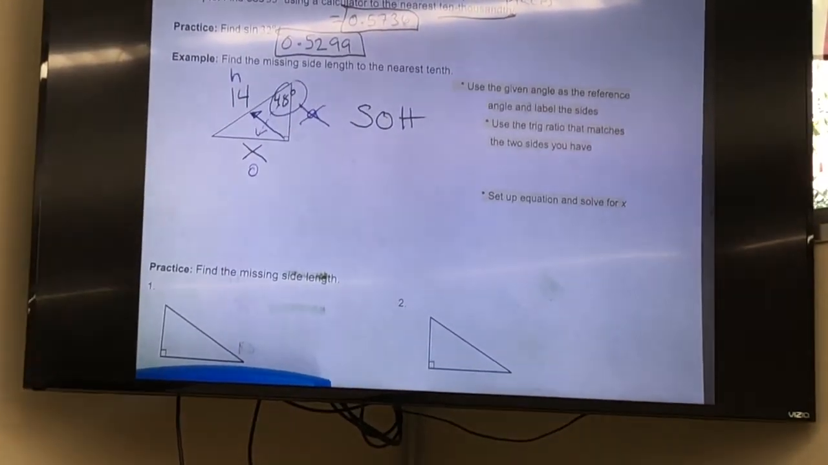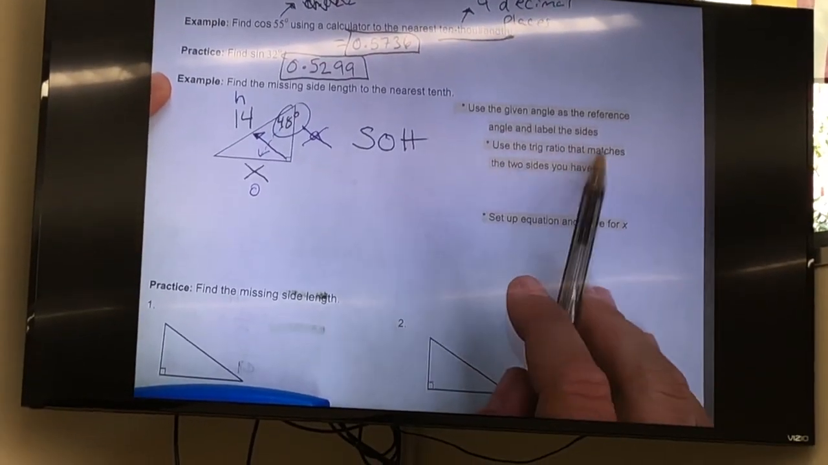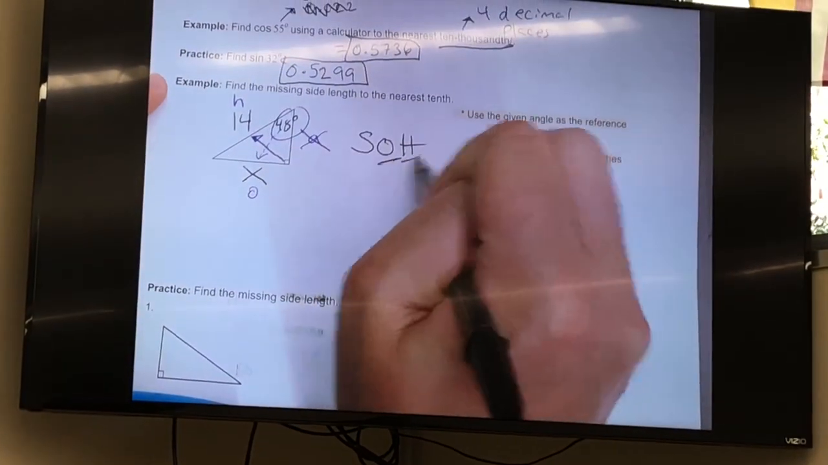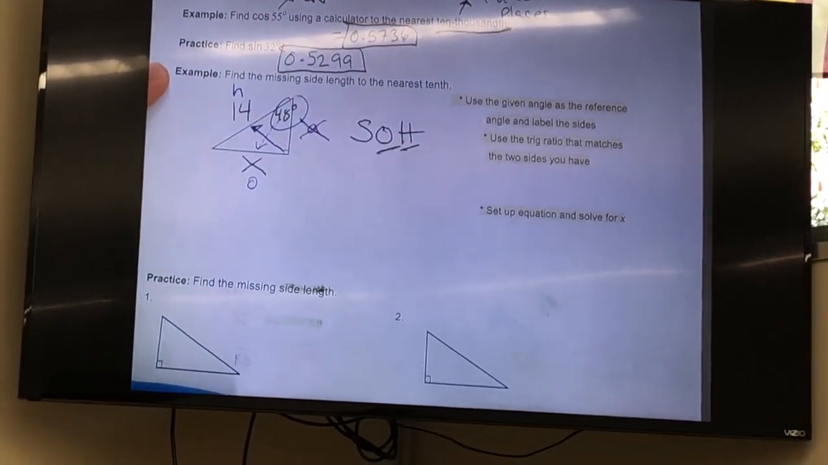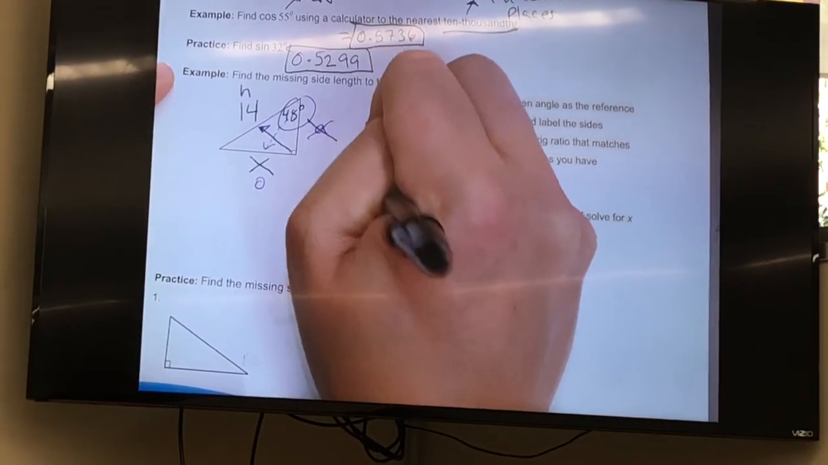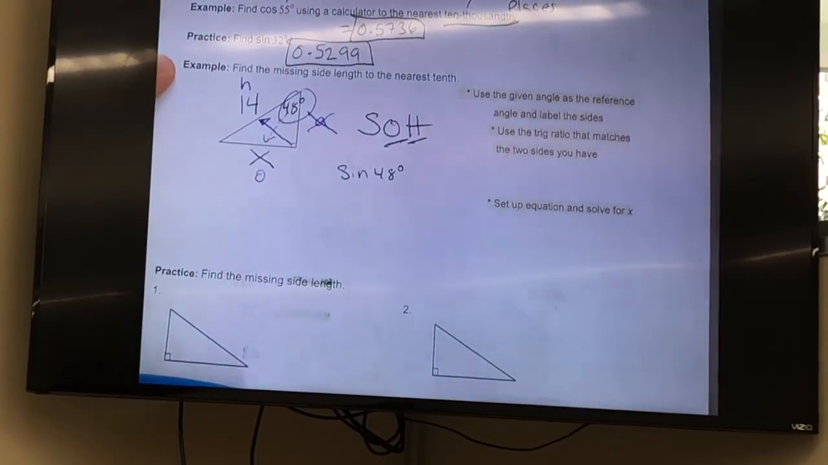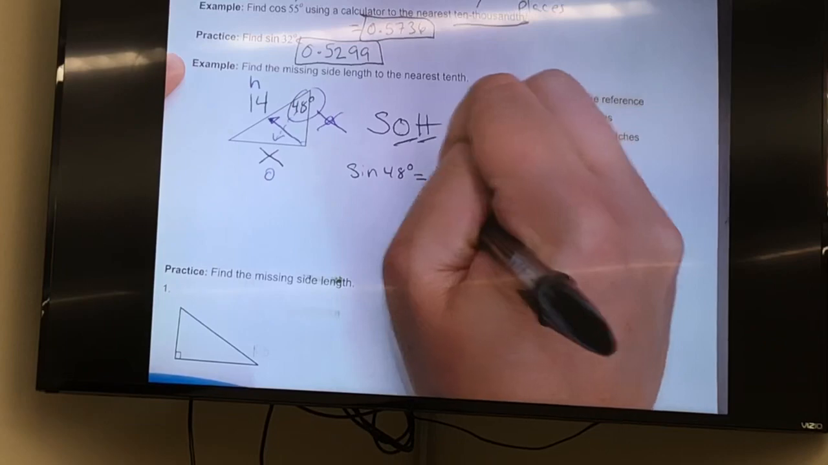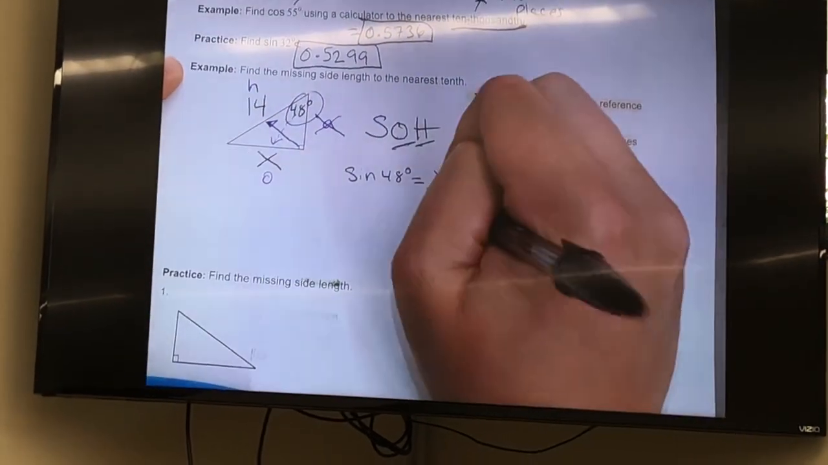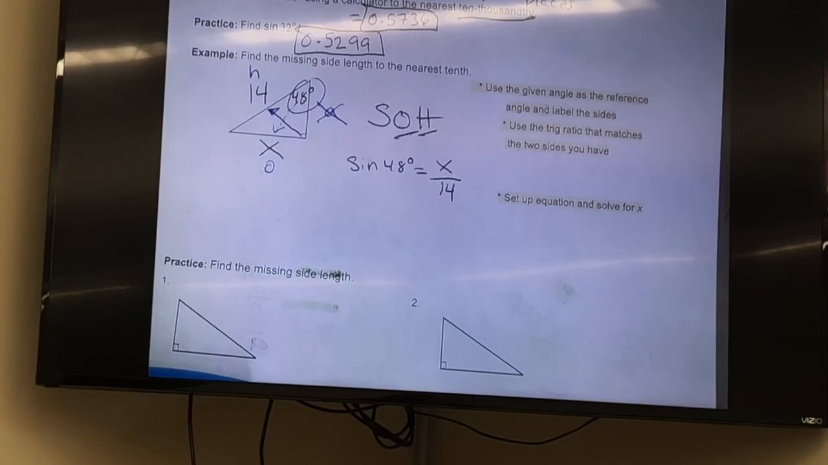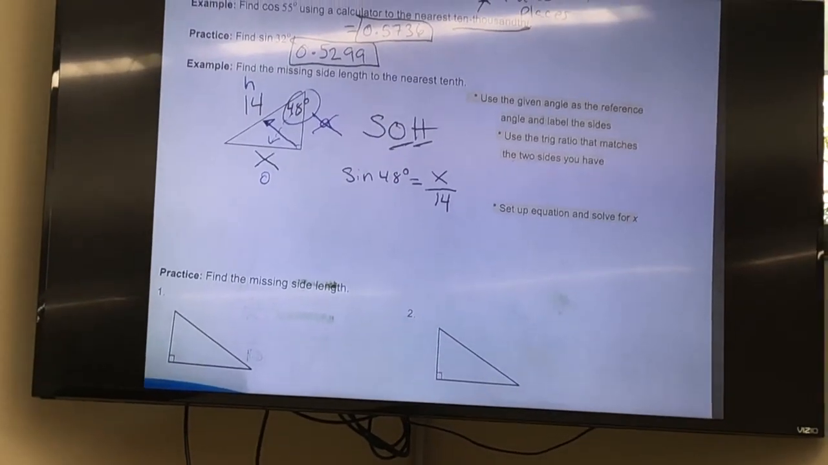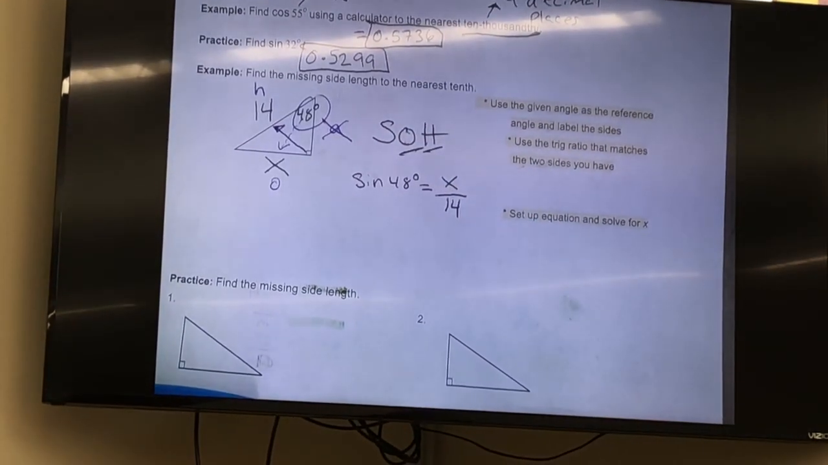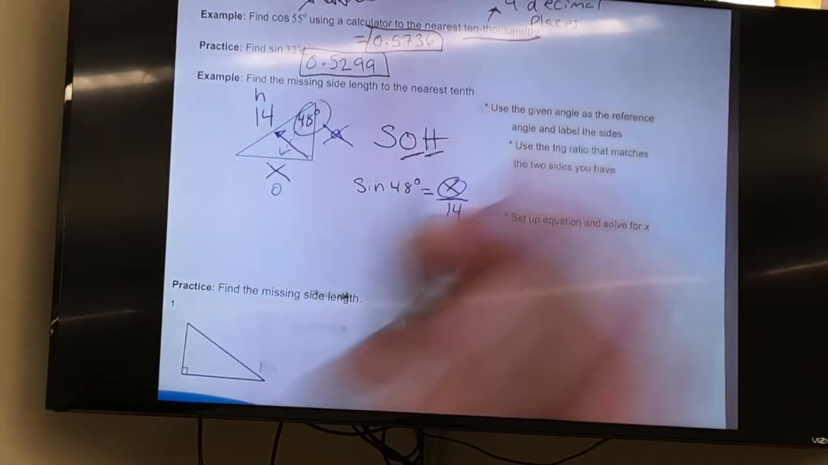So we are going to now, again, use the trig ratio that matches the two sides, which we have done, and we're going to set it up with those two sides. So the sine of 48 degrees is equal to our opposite side, which is x, over our hypotenuse, which is 14. Okay, you cannot plug it into your calculator yet. Again, the goal here is to solve for that missing side. We're looking to get x by itself.